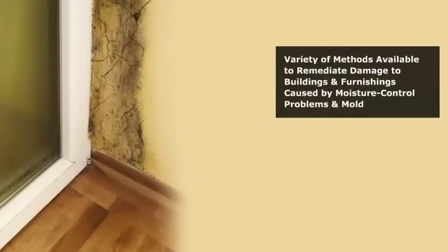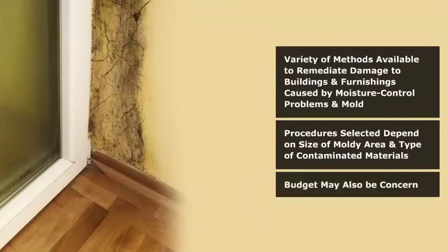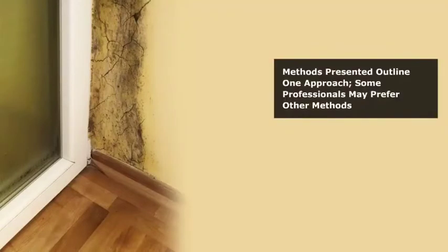A variety of methods are available to remediate damage to buildings and furnishings caused by moisture control problems and mold. The procedures selected depend on the size of the moldy area and the type of contaminated materials. Budget may also be a concern. The methods presented in this section outline one approach. Some professionals may prefer to use other methods.